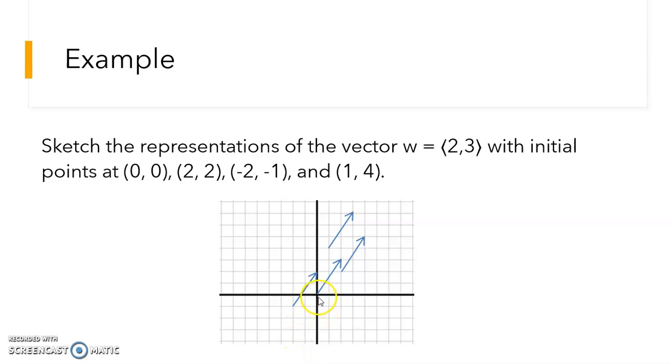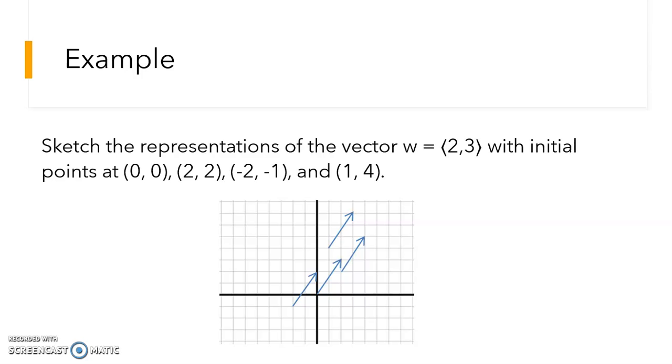So what I did is I started at 0, 0, and I went 2 over and 3 up, and I drew an arrow to this point. Then I started at 2, 2, and I went 2 over and 3 up, and drew an arrow to this point. Then I started at -2, -1. I went 2 over and 3 up and drew an arrow. And finally, I went to the point 1, 4. I went 2 over and 3 up and drew my vector arrow. So that's it for these examples.